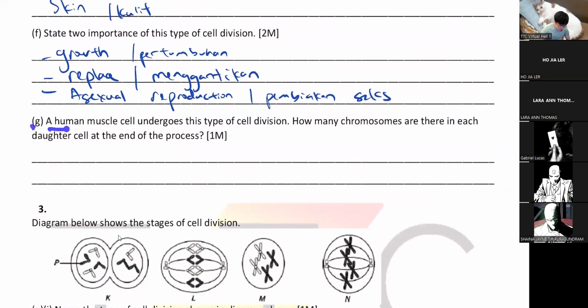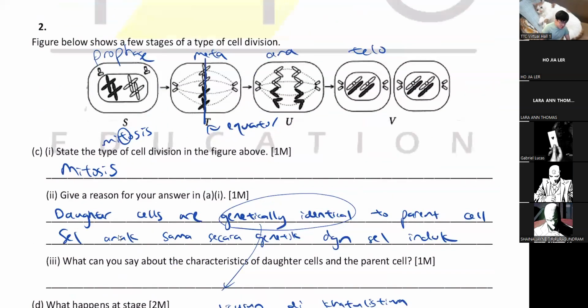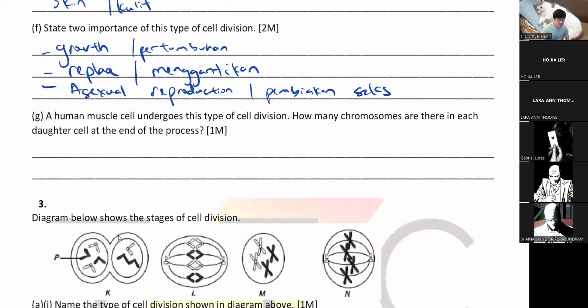So G: a human muscle cell undergoes this type of cell division. Like I said, muscle cells will do mitosis. How many chromosomes are there in each daughter cell? If your original cell has 4 chromosomes, your daughter cells will have 4 and 4. Humans have 46, so all your daughter cells will have exactly 46. 46 will grow into 46 and 46.